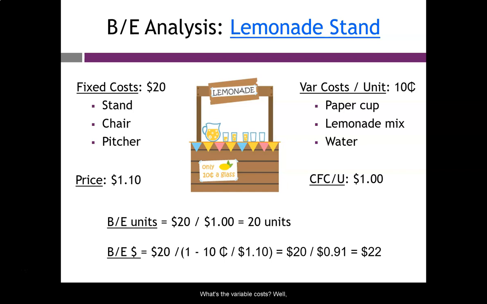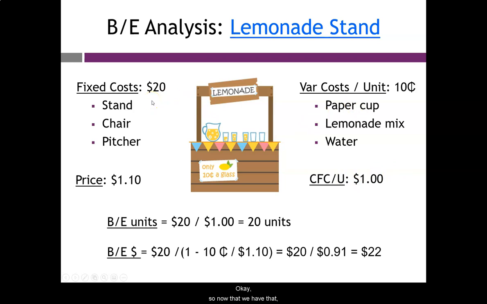What's the variable cost? Well, for a paper cup, that lemonade mix, and the water, 10 cents. So every time you sell one unit, you're going to be spending 10 cents on the cup, the lemonade mix, and the water. In our example, let's say we're going to charge $1.10 for every cup of lemonade. Well, that means that our contribution to fixed cost per unit is a dollar. Here's what I mean by that. If your price is $1.10, 10 cents of that goes to your variable cost, right? You're going to cover the cost of the cup, the lemonade mix, and the water, 10 cents. That leaves a dollar that goes to cover your fixed cost of 20 bucks. That's your contribution to fixed cost per unit. 10 cents goes to variable cost, a dollar goes to cover fixed costs.